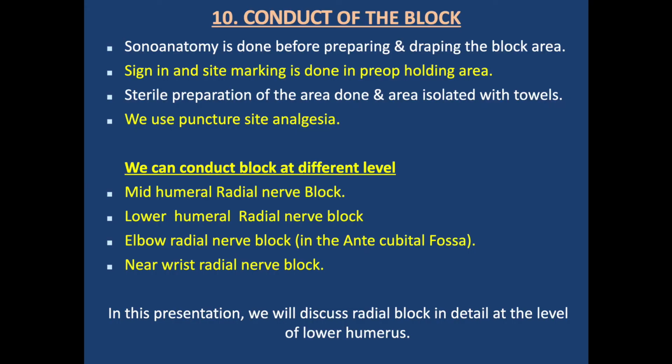Conduct of the block. Sonogram is done before preparing and draping the block area. Sign and site marking is done in the preoperative holding area. Sterile preparation of the area is done and the area is isolated with towels. We use puncture site analgesia. We can conduct the block at different levels: mid-humeral, lower humeral, elbow, and at the wrist. In this presentation, we will give emphasis on the lower humeral radial block.